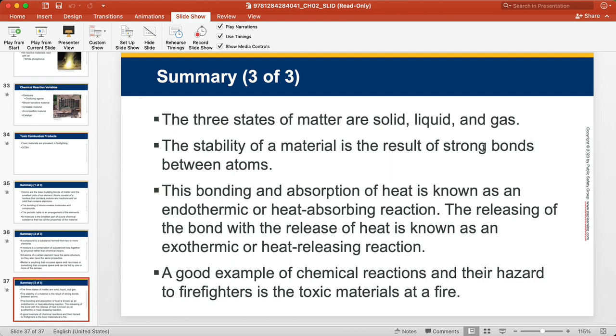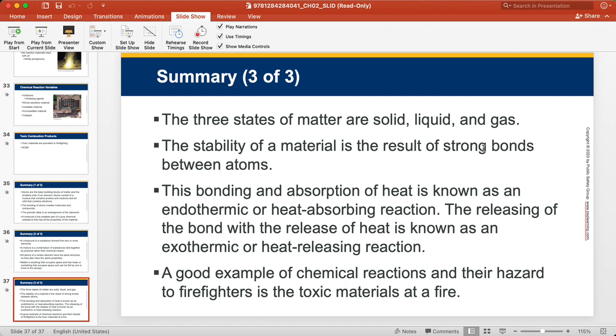And then the 3 states of matter: solids, liquids, and gases. Memorize that. You'll need that for the rest of your career. And the stability of a material is a result of the strong bonds between the atoms. Unstable materials have very weak, either ionic or covalent bonding. Thus, they, like our nitroglycerin, right? They are very unstable.